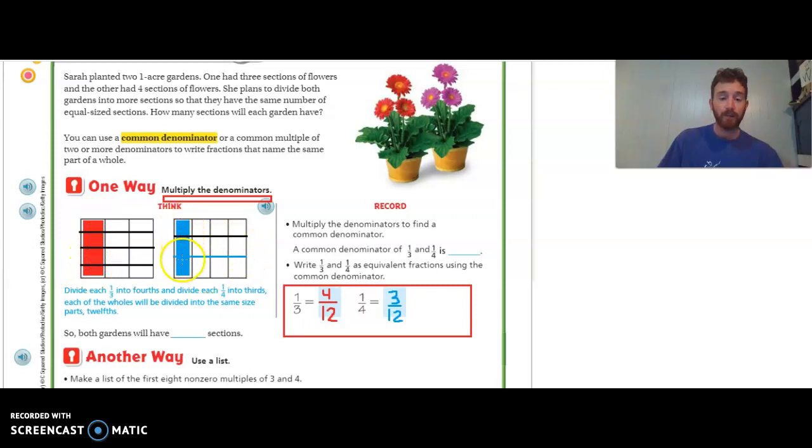Same thing with this. Same amount of blue. I didn't change how much blue is shaded in. I just split it up into smaller bits into 3/12. So now what I could do is actually add these together if I wanted to. Instead of saying 1/3 plus 1/4, I can say 4/12 plus 3/12. I can add that together.